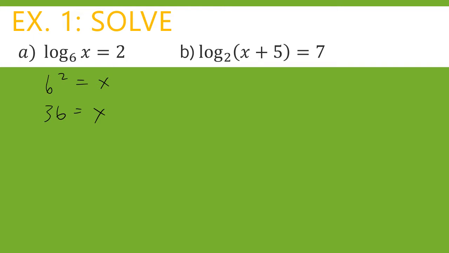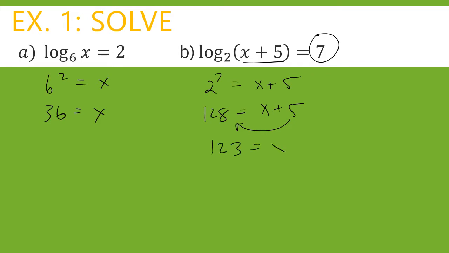Same idea for b, just kicks it up one little notch. My base is 2. My answer right here is the exponent. 2 to the 7 equals, this is my solution, x plus 5. What is 2 to the 7? 2 to the 7 is 128. x plus 5. Bring that 5 over, becomes negative. What's 128 minus 5? 123 equals x.